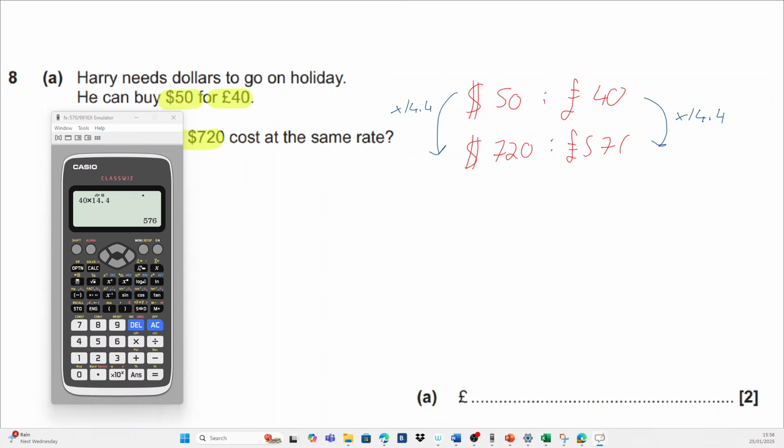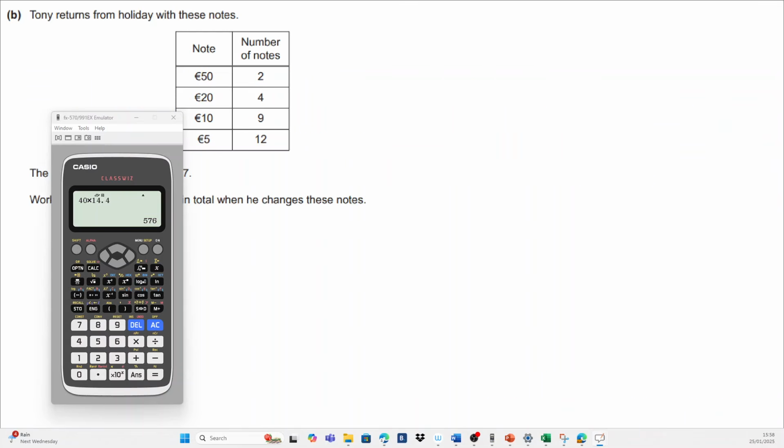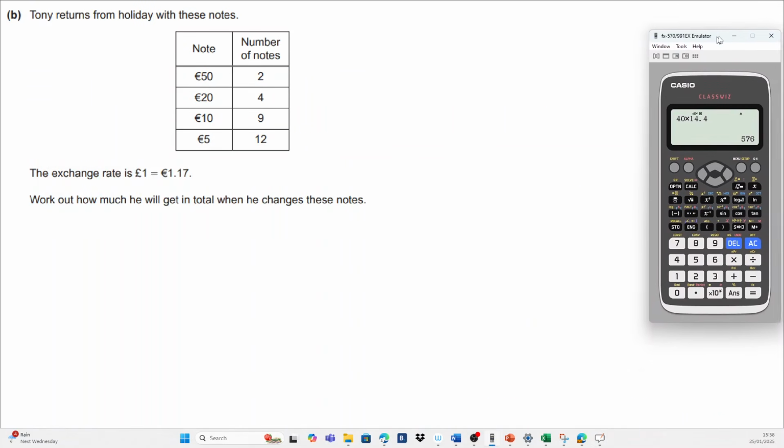And hopefully that is our answer. It is, so good. 576. This is what you wanted. There we go. Good. Let's leave the calculator over here.